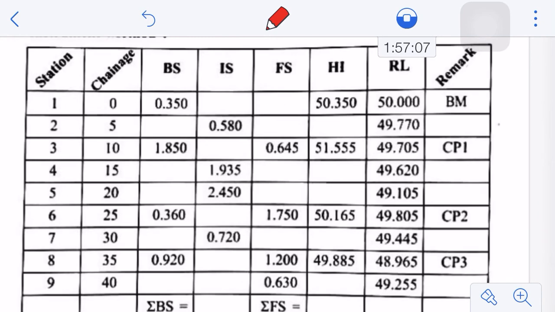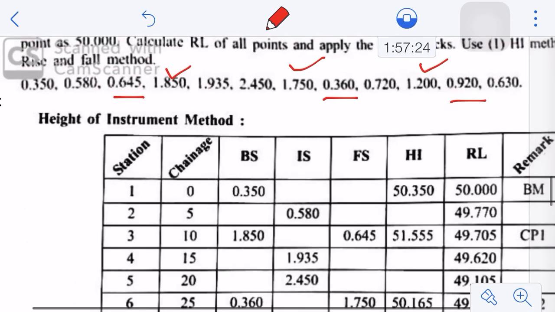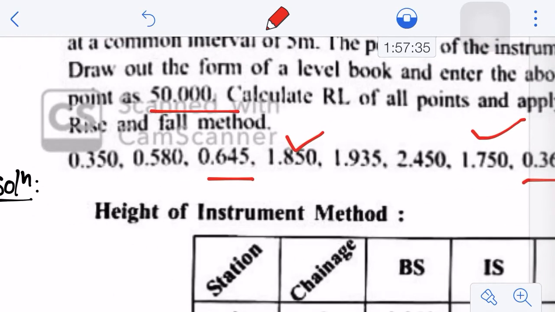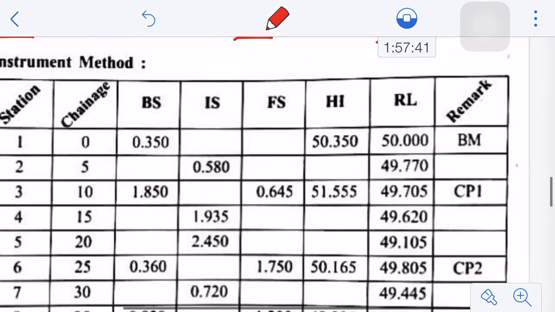And now we'll try to see how to do it. We have recorded these readings as per the given data, BS, IS and FS. What you have to do now is start computing the RL. So the first station is nothing but your BM. We have to consider your first reading as your benchmark, because the first reading has already been taken on a point of known elevation, and for the starting of the survey it should be the benchmark, and in the data the benchmark is given as 50.000, right? So for station 1, your RL is already given to you, which is 50.000, and you will write in the remark that it was your benchmark.